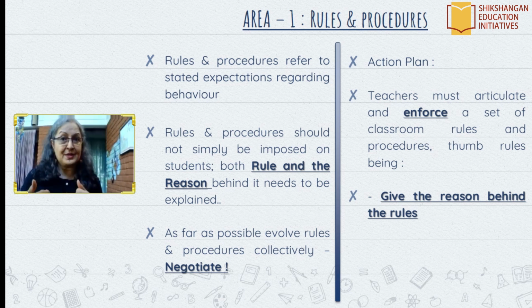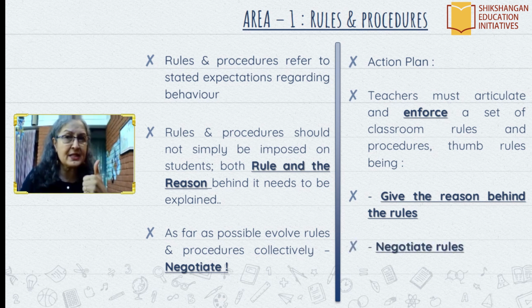So there are two thumb rules. One, always give the reason behind the rules. Human beings are reasonable. If explained nicely, kindly, that this is why I want you to follow this rule, it's for your own safety and for the safety and comfort of others, we're more likely to follow that. Second, as much as possible, negotiate the rules.